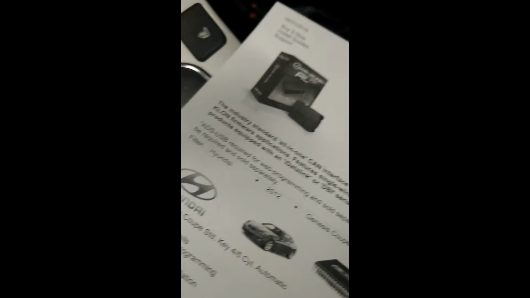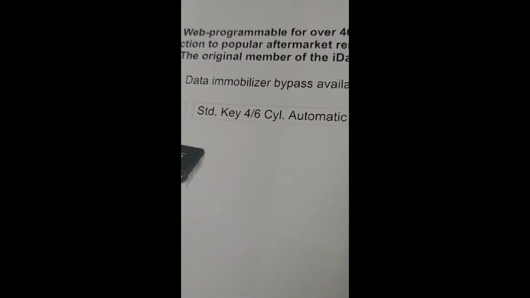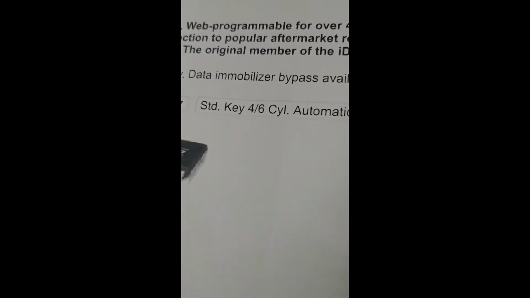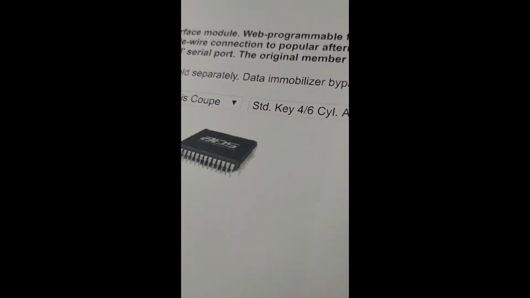So to get started, you're going to want to go to idatalink.com. Now from here, you're going to put in your vehicle make, year, model, and the trim of the vehicle. So is it a standard key, a push start, is it automatic, is it manual? And then from there you're going to come up with a list.